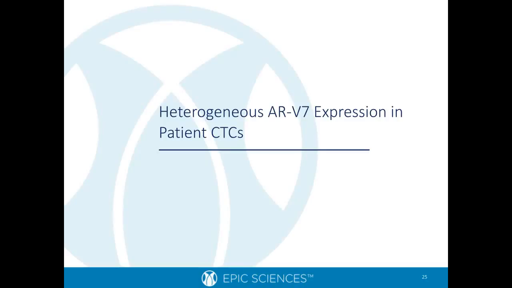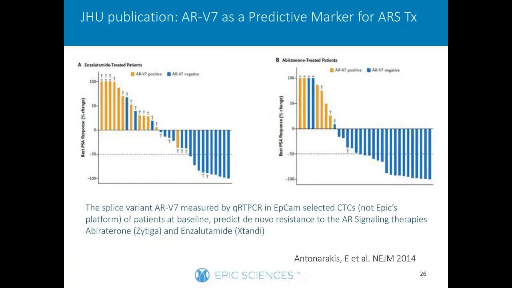So this is where we're going to dive into the data, and I think we're going to start by looking at ARV7 expression in metastatic castrate-resistant prostate cancer patient samples. But before we do that, I just want to show some data that was presented last year from the Johns Hopkins group where they looked at ARV7 as a predictive marker for resistance to AR-targeted therapy in CTCs.